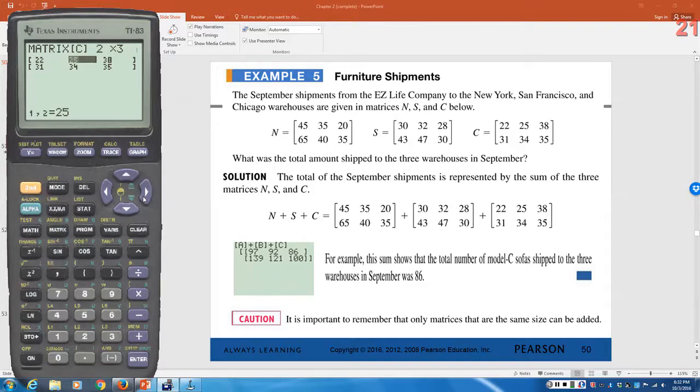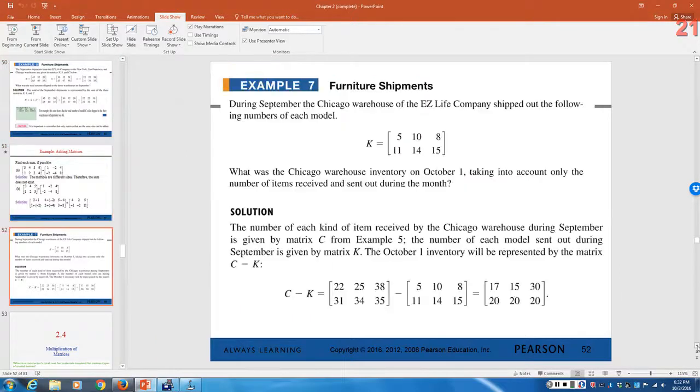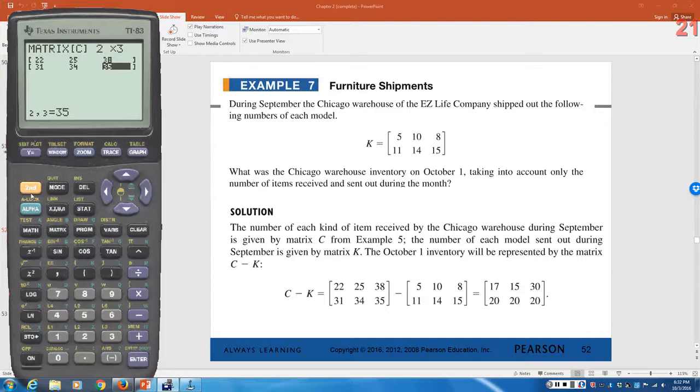22, 25, 38. 31, 34, 35. And then this is what their September shipments were. So then we'll go and we'll put that in another matrix.